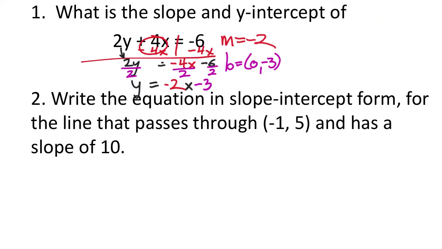So write the equation in slope-intercept form for a line that passes through negative 1, 5 and has a slope of 10. All right, no problem. In fact, they gave us a slope right here. That's our m value. So all we need to do is solve for the y value. So I use slope-intercept form. y equals mx plus b.